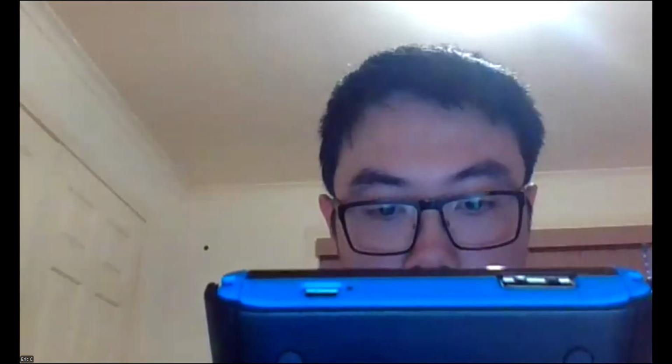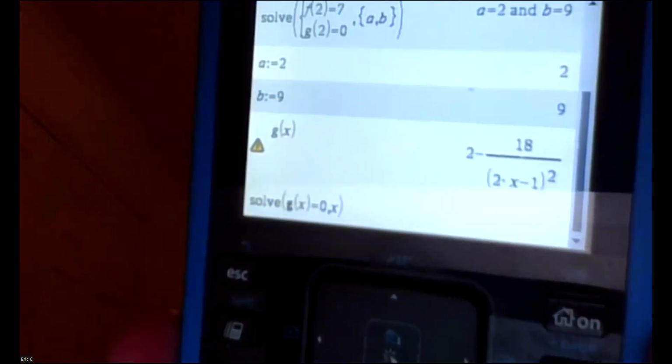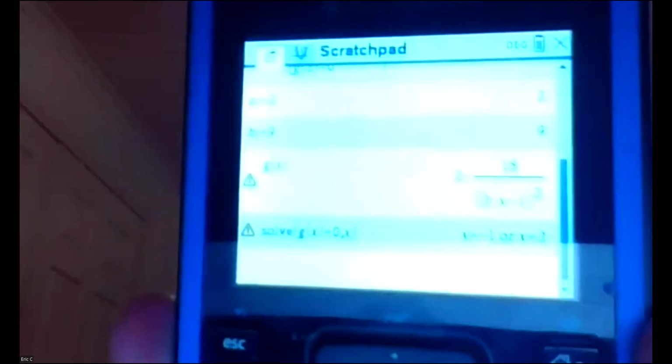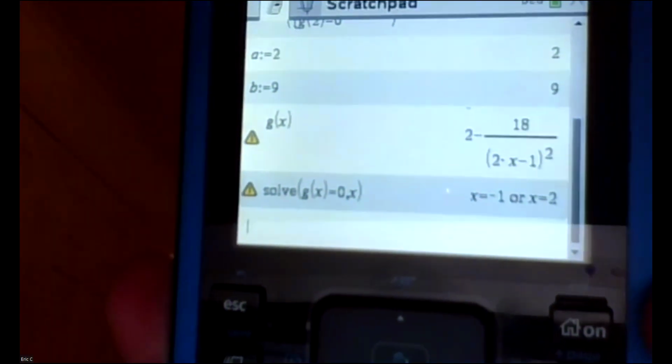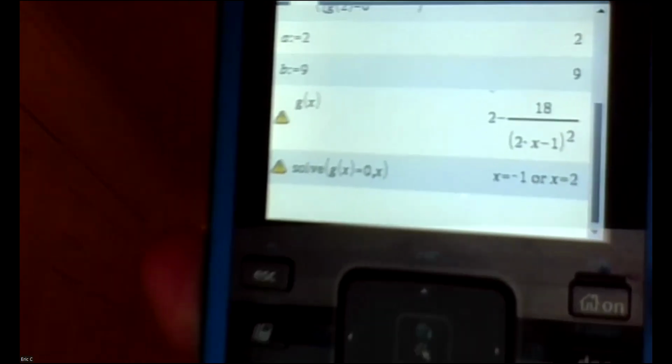Then you want to go to algebra and solve, and you want to solve for g of x equals 0, solving for x. That way we can find all the x coordinates where the derivative is 0, because the question is asking for stationary points. You can see the other point is actually at x equals -1. The question already gave us that x equals 2 was one stationary point.